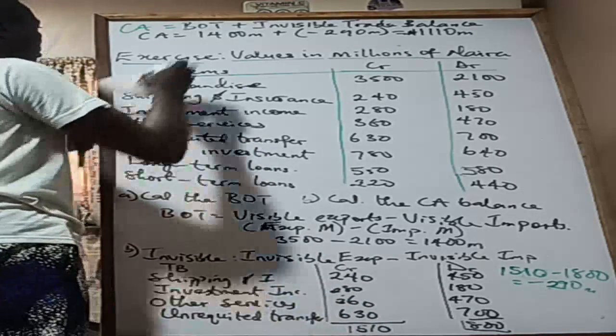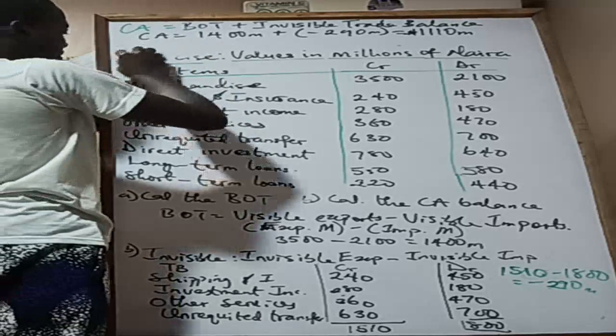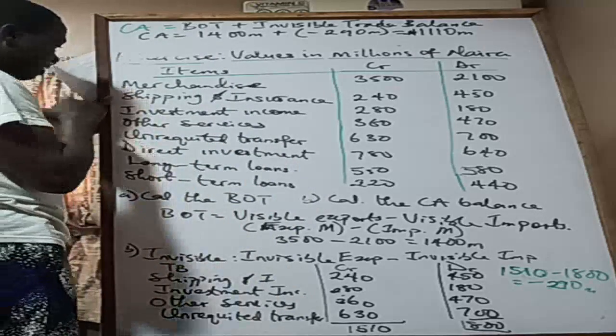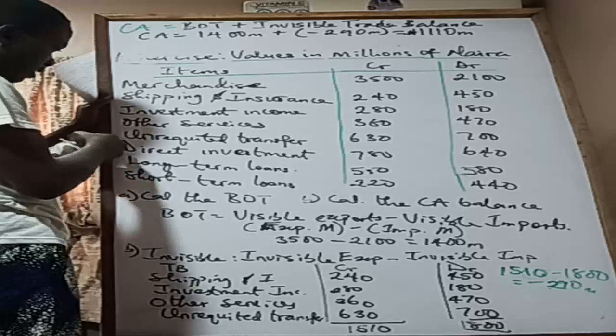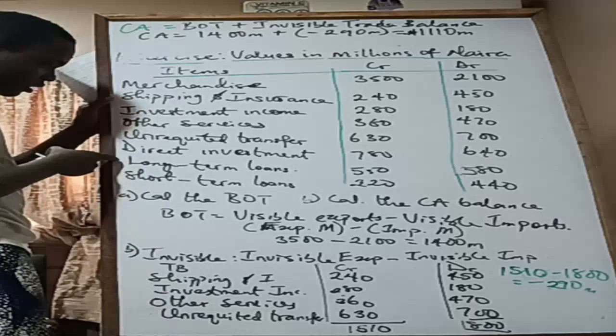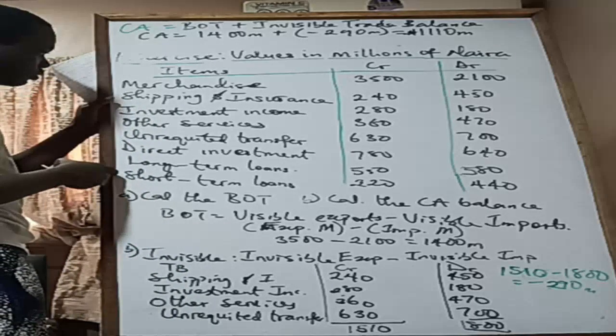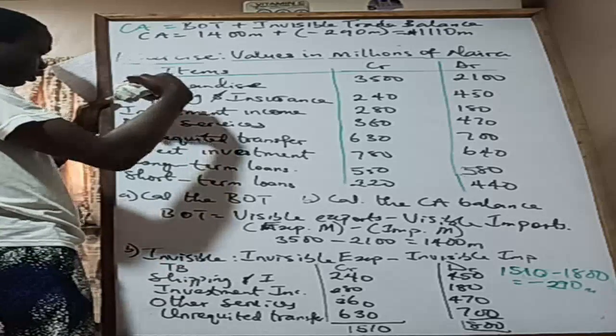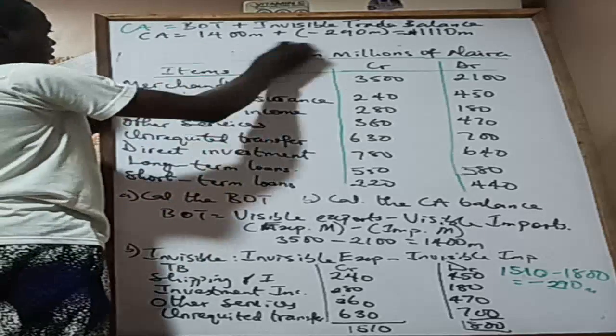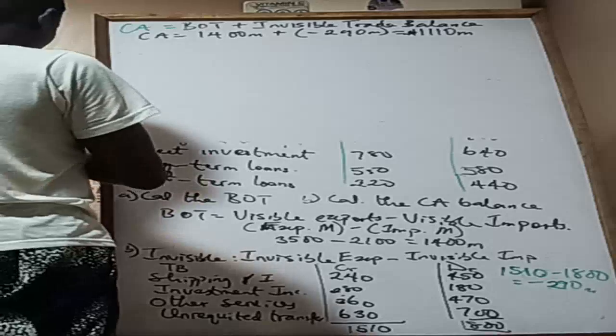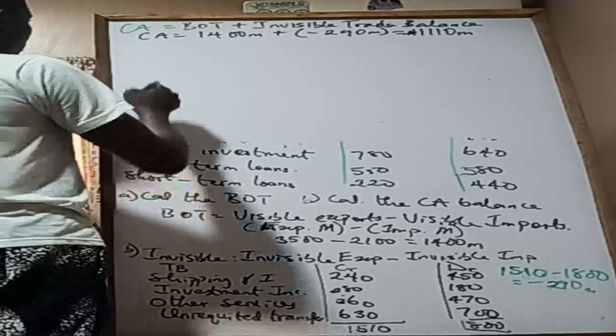Now let me erase this for us to be able to get there. So now, if you look at it, we have the capital account. For capital account we need direct investment, long-term loans and short-term loans. Which means we don't need one, two, three, four, so I can erase all of that. So capital accounts.